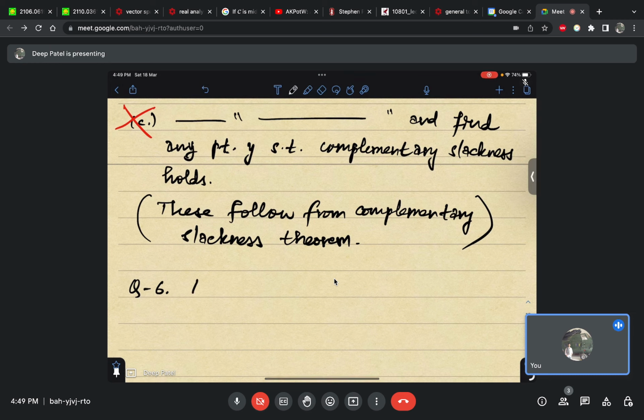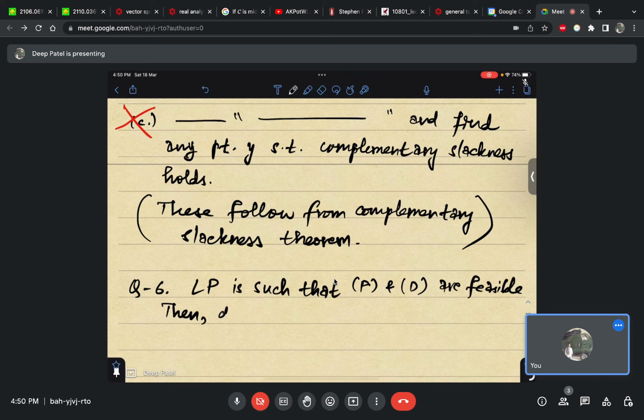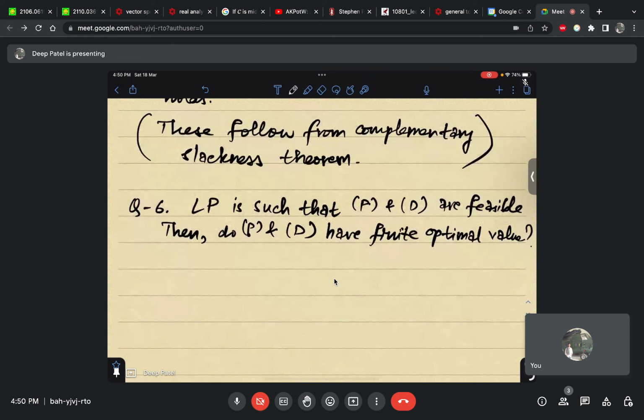So question 6 says that the LP is such that, I'm given some linear program such that both primal and dual are feasible. So the feasible sets are non-empty. Then do P and D, the primal and dual, have finite optimal value?